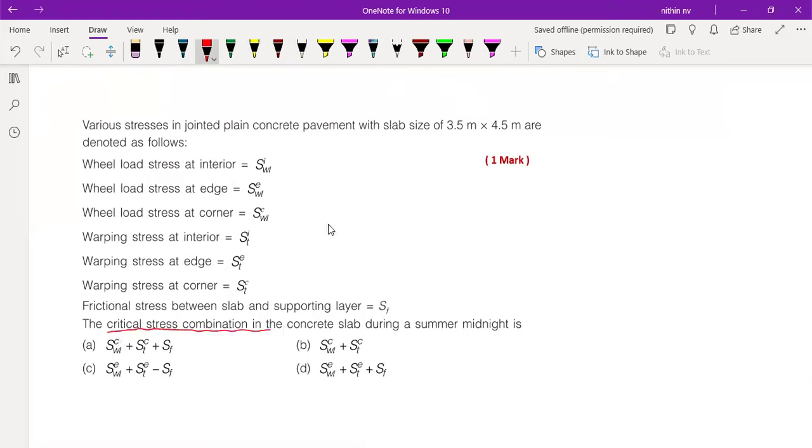I hope you might have already gone through this concept of warping stresses or the temperature stresses, right? Warping stresses and frictional stresses. These two are the temperature stresses we are having, and also the wheel load stresses. In flexible pavement, we will be having only the wheel load stresses. In rigid pavement or cement concrete pavement, we will be having temperature stresses as well.